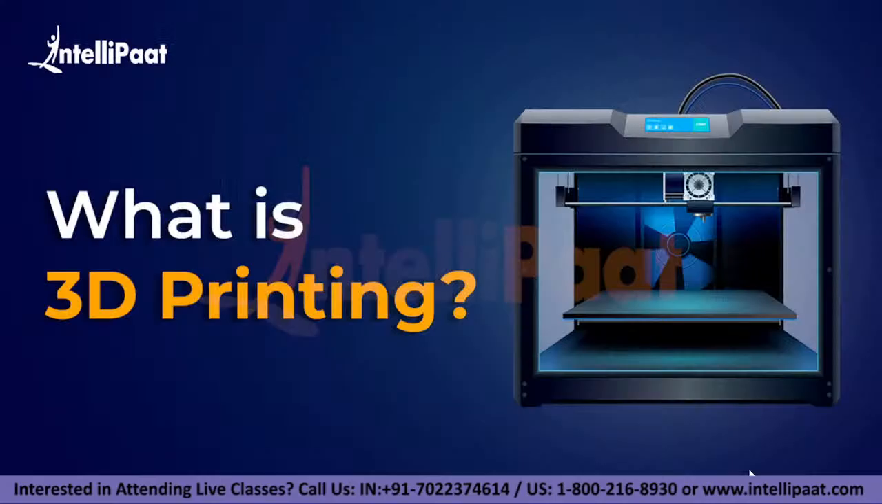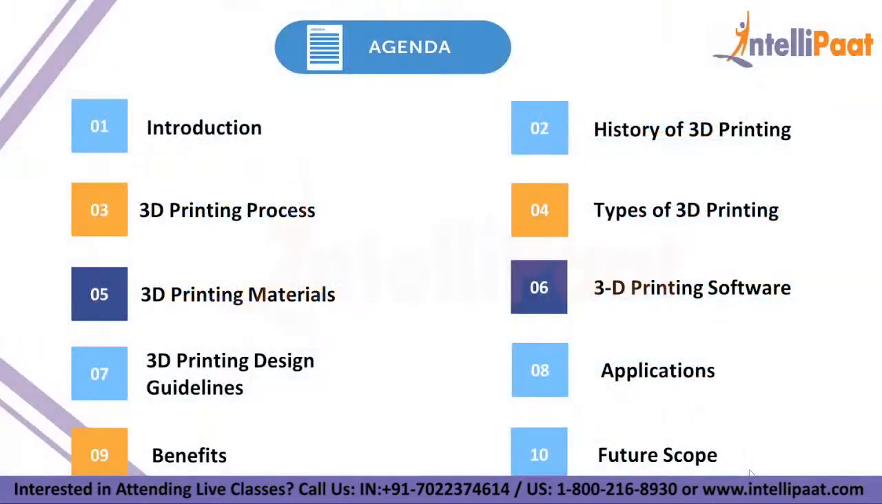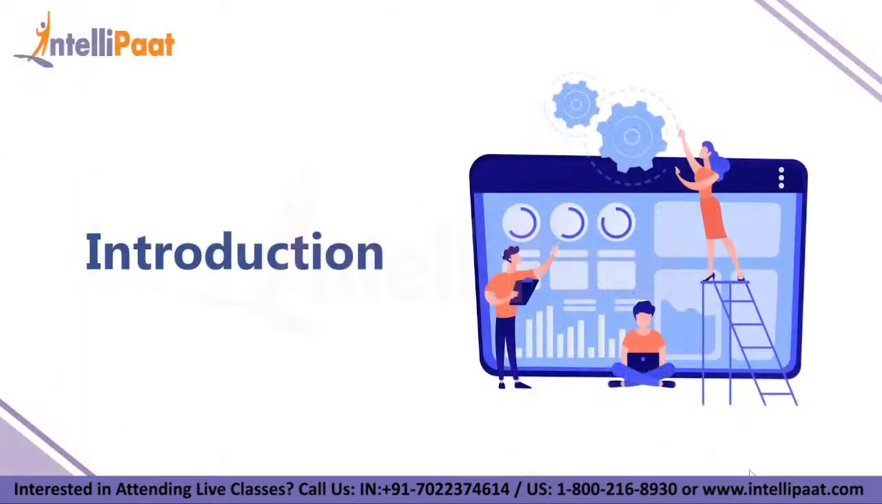And in this session, we're going to talk about what is 3D printing. So let's take a look at the agenda for this session. First of all, we are going to introduce 3D printing and the 3D printing process. Moving further, we're going to talk about the printing materials, the design guidelines, and the benefits of 3D printing. After this, we're going to talk about the history and the types of 3D printing. And to sum up this session, we're going to talk about the printing software, applications, and future scope of 3D printing. I hope the agenda is clear to you. So without any further ado, let's begin.